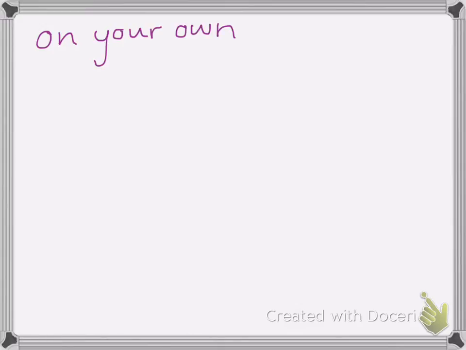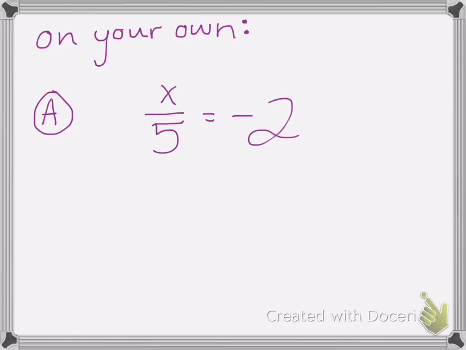Okay, so on your own, are you ready? Are you ready, kids? Go ahead and do this one for me. It is x over 5 equals -2. Pause it and do it. Check back for your answer.